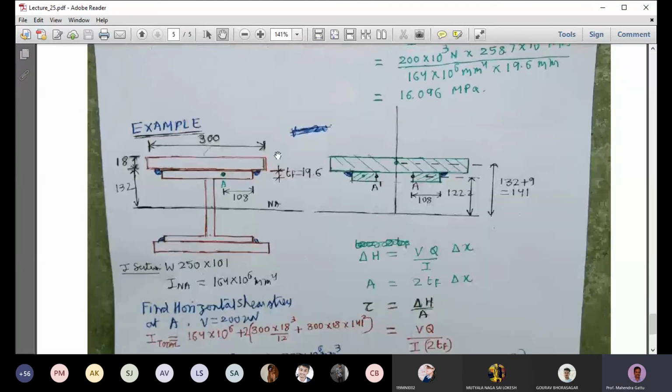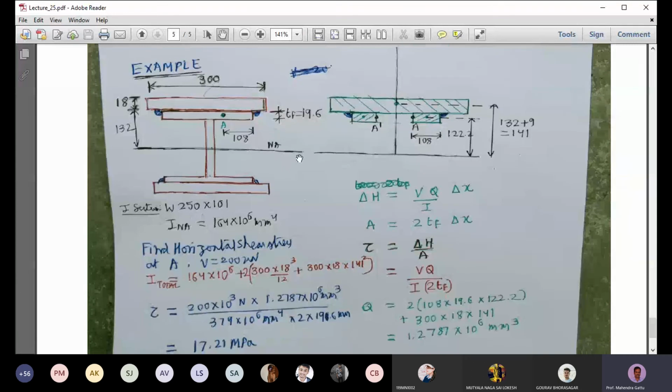So we can do another analysis. In this one, the same beam is given, the same I section is given, and we are having plates at the top and the bottom. The plate dimensions are 300 by 18 with some length. So this thickness is 18 and width is 300, and they are welded to the top flange and the bottom flange by these welds. These are fillet welds. These welds are along the length of the beam.